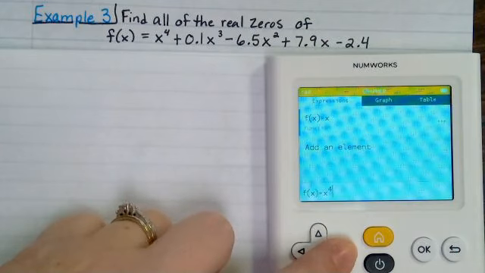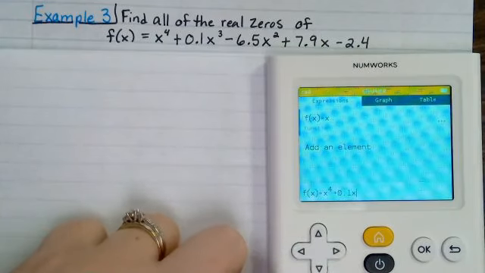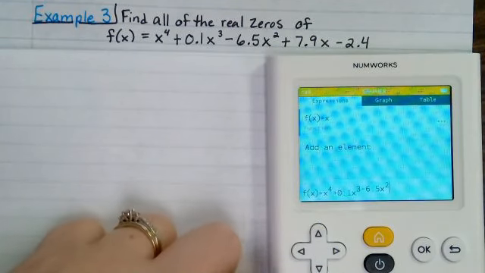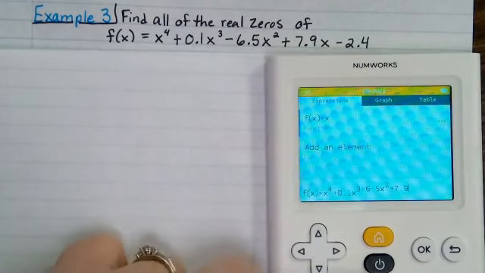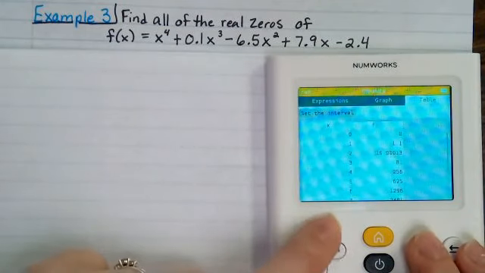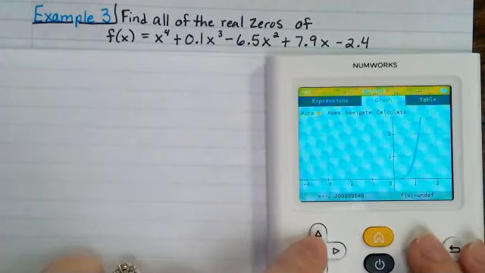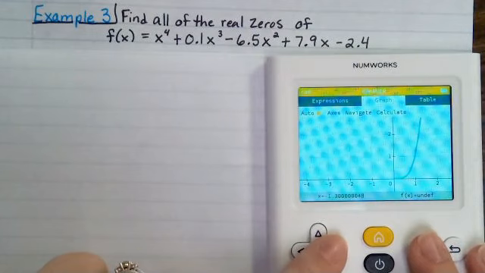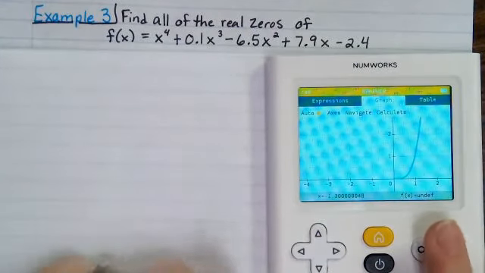So let's see, I've got plus 0.1 x to the 3rd power, and then minus 6.5 x squared plus 7.9 x minus 2.4. All right, oops, too far. I want to go to the graph. Okay, now this guy, I don't feel like I see everything very well. Hold on, let me.